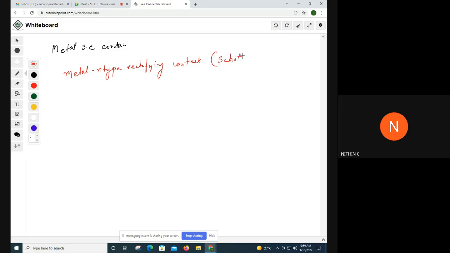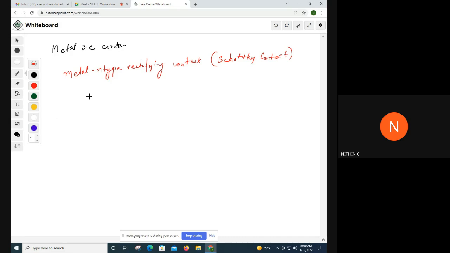Schottky contact. Rectifying contact is also called Schottky contact. We are going to see the energy band diagram of this one, the metal n type semiconductor Schottky contact. So you should draw. I will completely draw it once, and after that you just need to copy that. And you can tell me which are the positions.